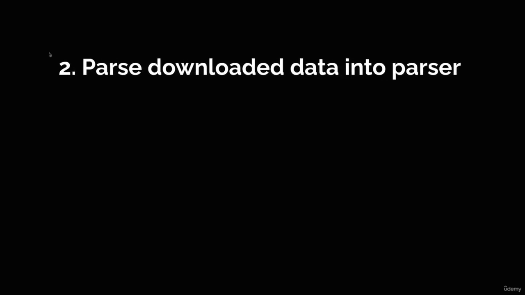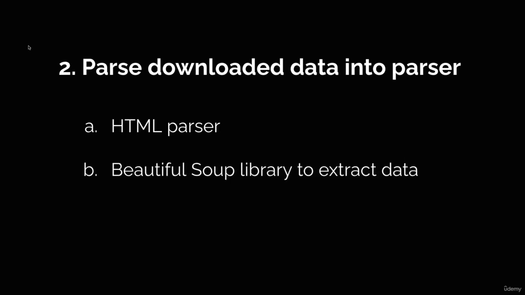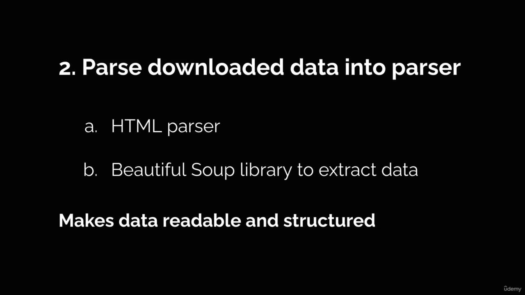Step 2, let's jump into step 2 of web scraping. You parse downloaded data into a parser, either an HTML parser or the Beautiful Soup library. So you have to actually take that data and be able to parse it or translate it. And this is where the Beautiful Soup library is going to come in handy, and this is what we're going to learn how to do in this course. This is a key step that makes data readable and structured.